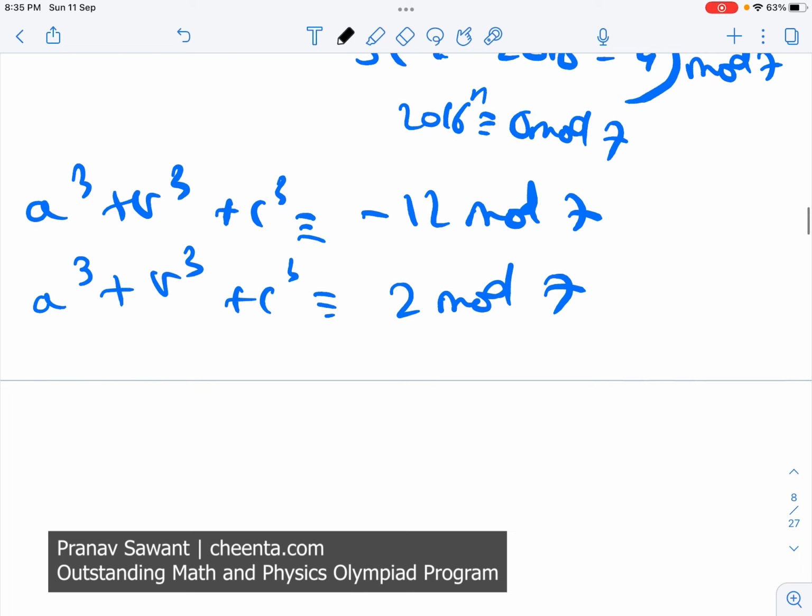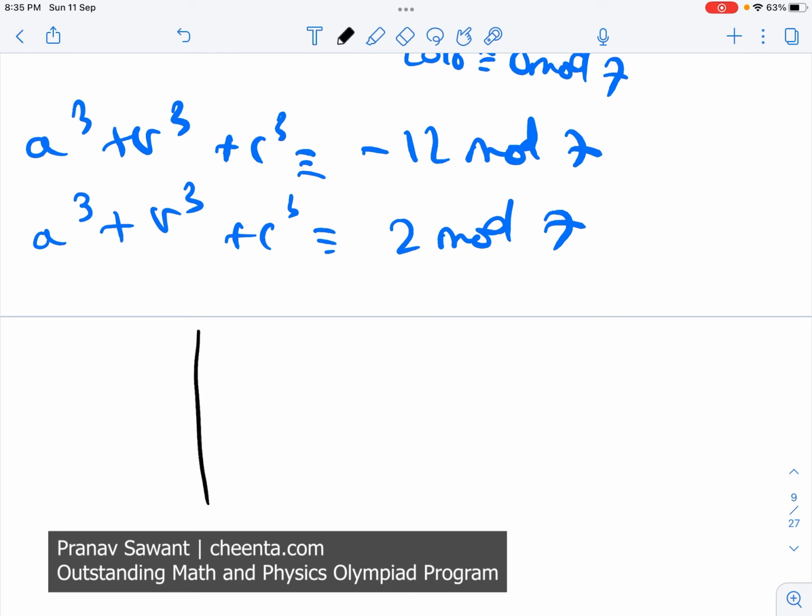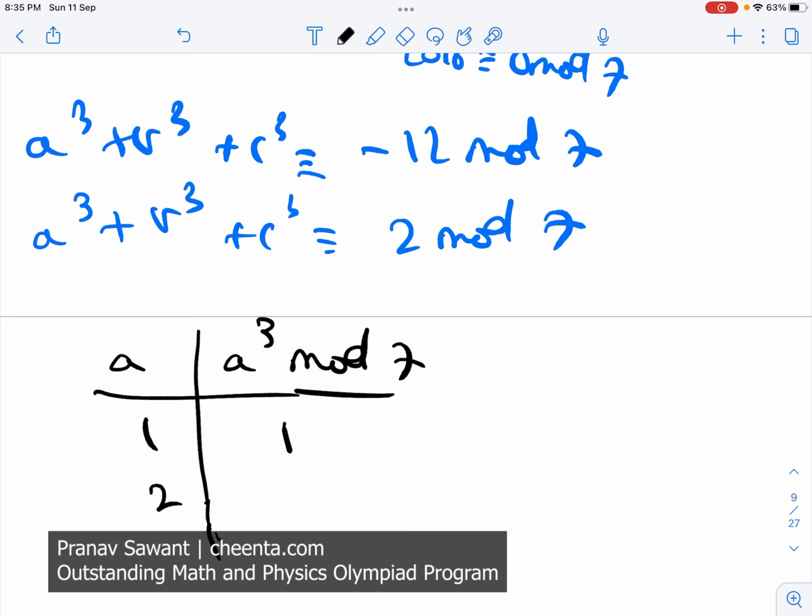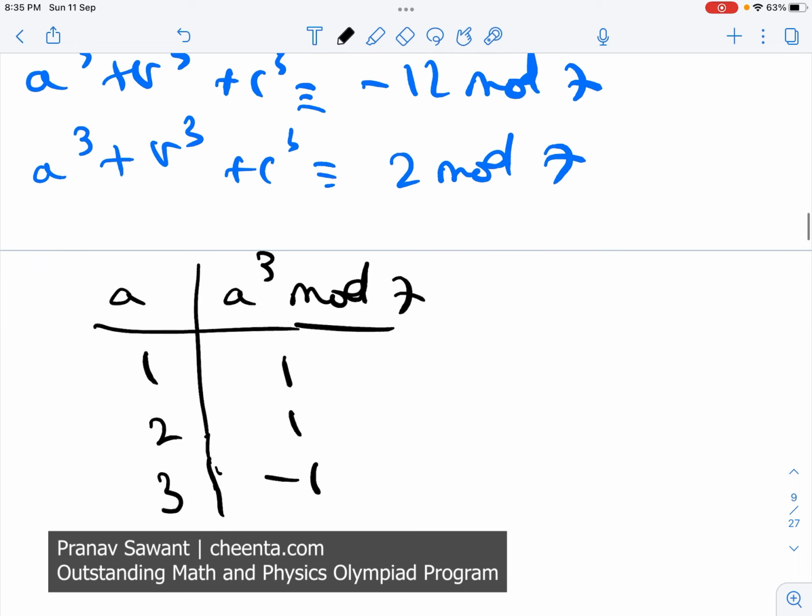But even if you don't remember, we can actually just take some cases. So for example, I'm going to look at some values of a, and then compare them with a cube mod 7, right? So if a is equal to 1, a cube mod 7 is 1. If a is equal to 2, 2 cube mod 7 is also 1. If you have 3, 3 cube mod 7 is minus 1. If you have 4, 4 cube mod 7 is 1, and so on and so forth. So my point is that a cube can either be 1 or minus 1 mod 7. Minus 1 is obviously 6 mod 7. So a cube can be either 1 or 6 mod 7.